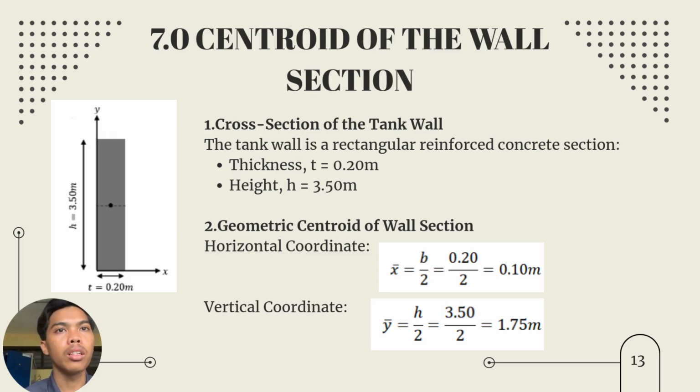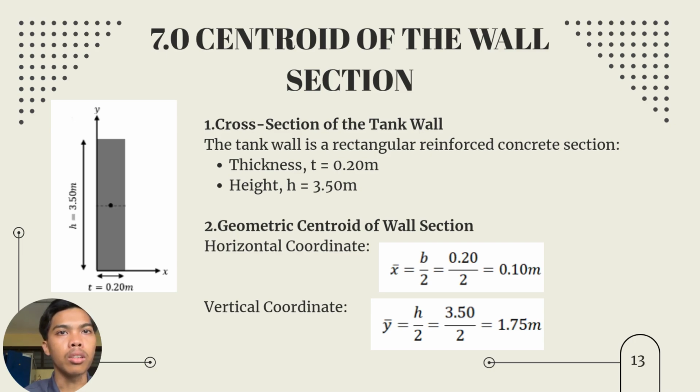Next, we move on to section 7, the centroid of the wall section. First, looking at the cross section of the tank wall, we have a rectangular section with thickness of 0.20 meter and a height of 3.50 meter. Second, to find the geometric centroid, we calculate the coordinates.